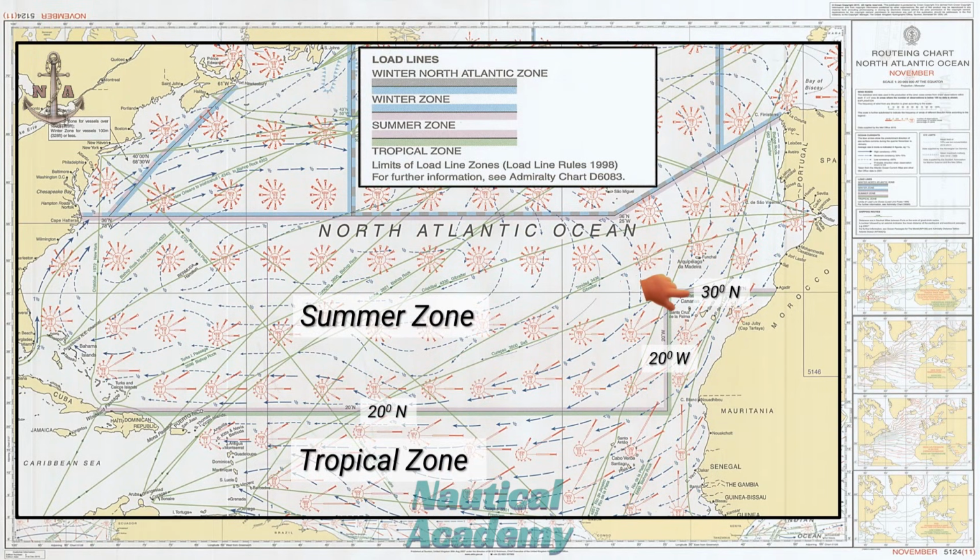Another boundary between these two zones appears here along longitude 20 degrees west, and another one along latitude 30 degrees north. Next, the line between the pink and light blue areas along latitude 36 degrees north is the boundary between summer and winter zones.